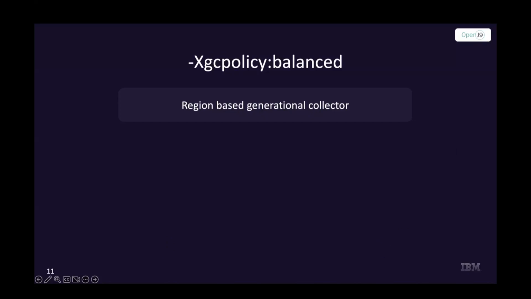Now today we'll focus on the balanced GC collector. It is a region-based generational collector. If we break that down, region-based: the OpenJ9 balanced heap is logically divided into regions, and the regions are GC'd as needed.